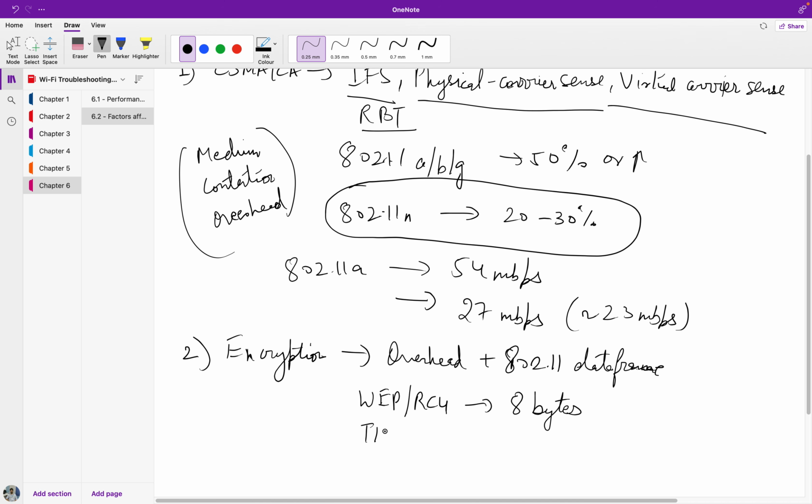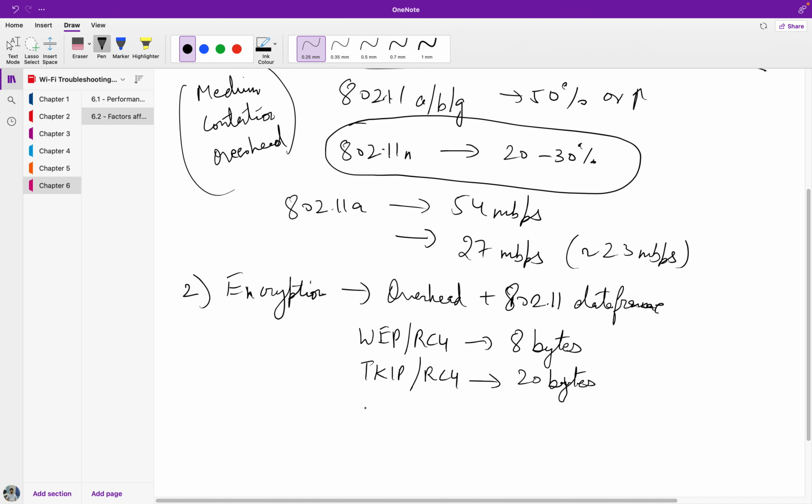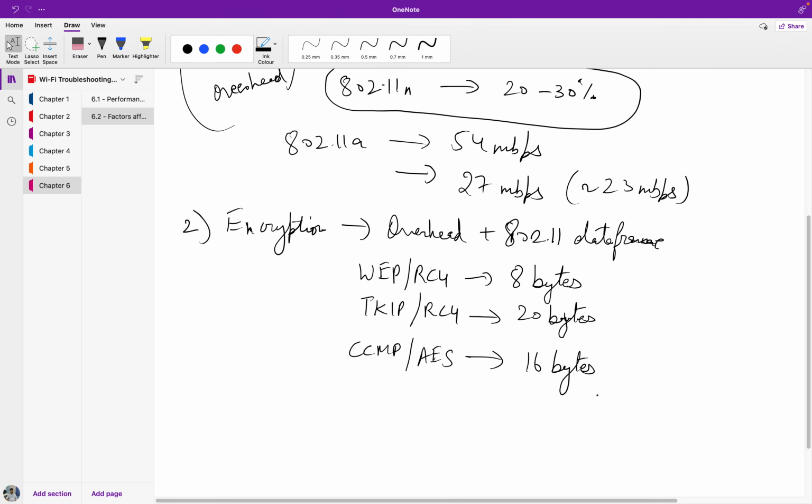In TKIP, which again uses the RC4 algorithm, an extra 20 bytes are added to the data frame. Similarly, with the other encryption, CCMP, which uses the AES algorithm, approximately 16 bytes of overhead per frame are added. Needless to say, this is going to consume significant bandwidth, thus reducing the overall throughput of the wireless client that tries to connect on the Wi-Fi medium.